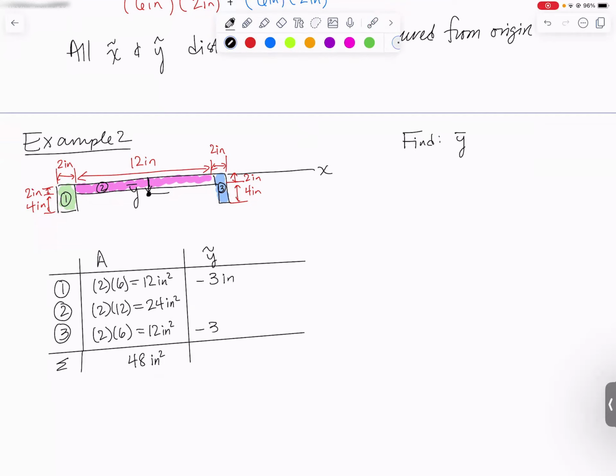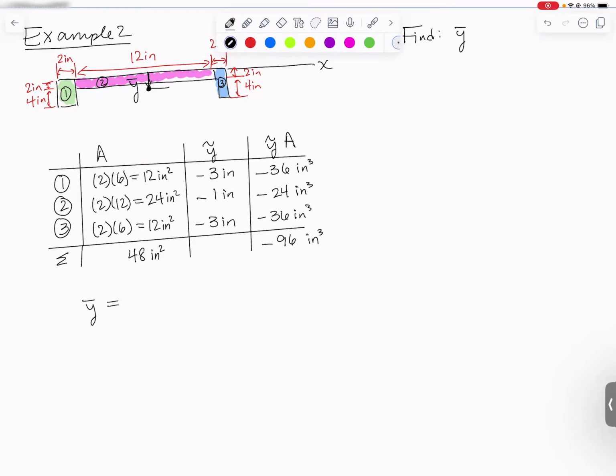The blue rectangle is also minus 3 inches. And then the pink rectangle is only 2 inches tall, and it is sitting right on that x-axis. So I just need to come down 1 inch, call that a minus 1 inch. So if I multiply those together, I get all my y tildes times areas as minus 36 inches cubed, minus 24 inches cubed, and minus 36 inches cubed. And when I add those all up, I get a minus 96 inches cubed.